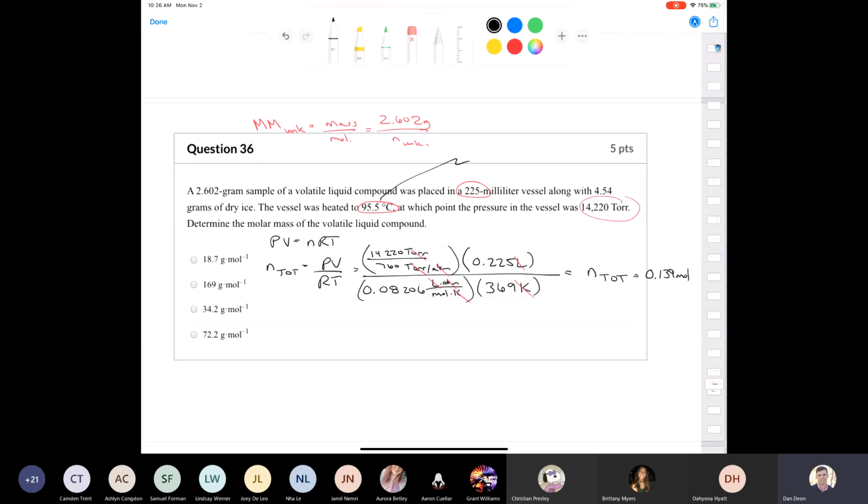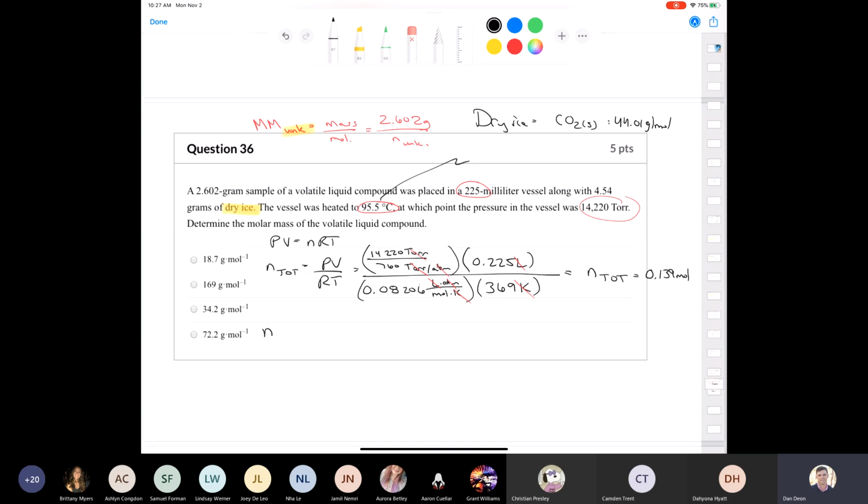Now, what kind of gas do I have in there? I have two gases, right? I have my unknown, and I also have dry ice. What's dry ice? Hey, let me ask you, can anybody tell me what dry ice is? Does anybody know what dry ice is made from? Or what's it composed of? Not a trick question. Isn't it carbon dioxide? Yeah, it's just solid carbon dioxide, right? Dry ice is CO2 solid.